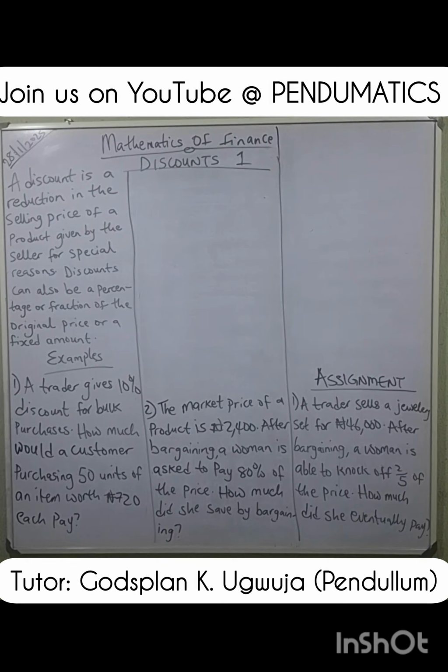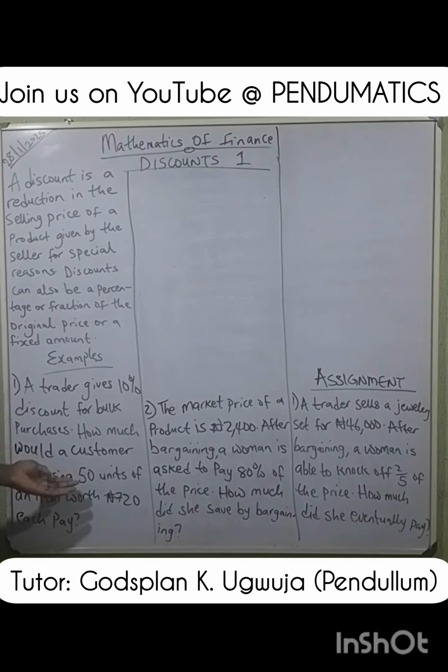This is a trader, example 1. A trader gives 10% discounts for bulk purchases. Meaning that this trader's modus operandi is that whoever buys a large quantity of his product, he gives them 10% discount. He removes 10% from their purchase. So he has to find out how much will the customer purchasing 50 units of an item worth 720 naira each pay.